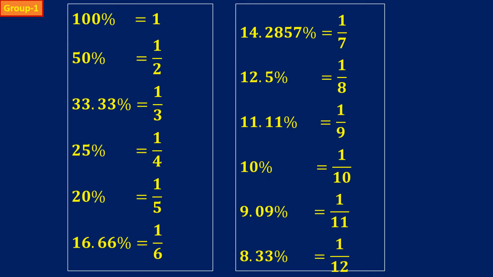16.66% is 1 by 6. 14.2857% is 1 by 7. 12.5% is 1 by 8. 11.11% is 1 by 9. 10% is 1 by 10. 9.09% is 1 by 11. 8.33% is 1 by 12.